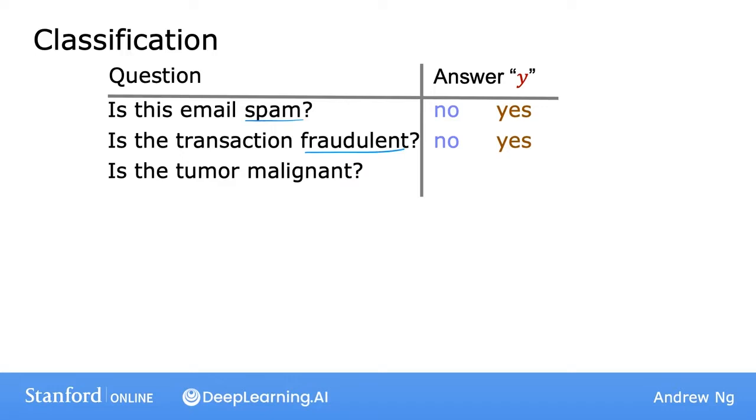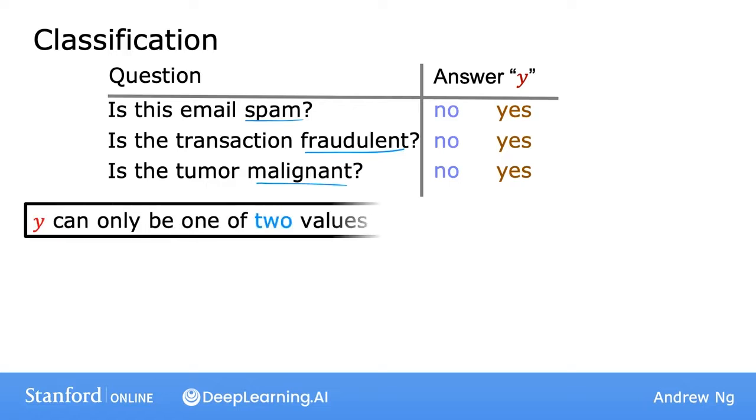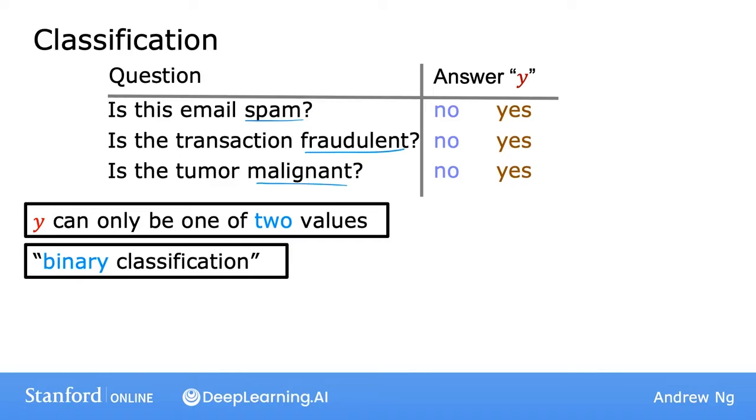Another example we've touched on before was trying to classify a tumor as malignant versus not. In each of these problems, the variable that you want to predict can only be one of two possible values, no or yes. This type of classification problem, where there are only two possible outputs, is called binary classification, where the word binary refers to there being only two possible classes or two possible categories. In these problems, I will use the terms class and category relatively interchangeably. They mean basically the same thing.